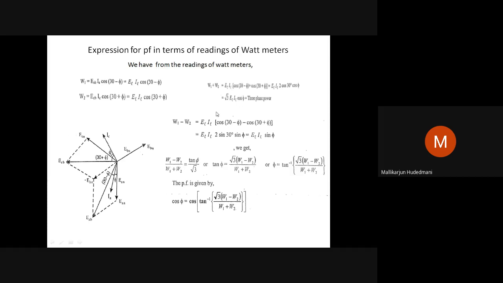Suppose I suggest you take one more activity, equation 1 minus equation 2, W1 minus W2. So for that, equation 1, ELIL cos 30 minus phi, minus ELIL cos 30 plus phi. What I will be doing, ELIL I take it out. Cos of 30 minus phi minus cos of 30 plus phi.